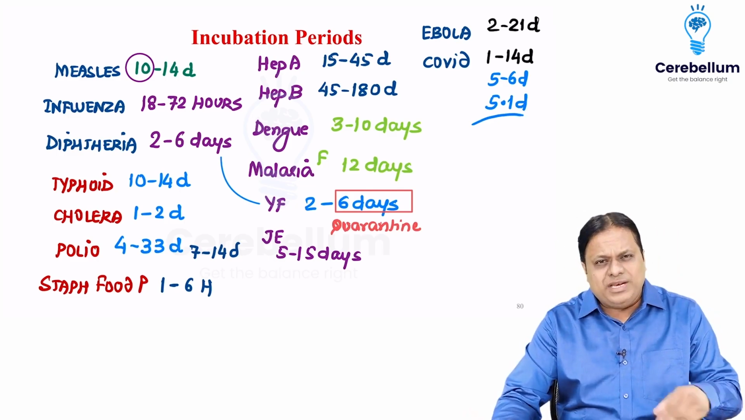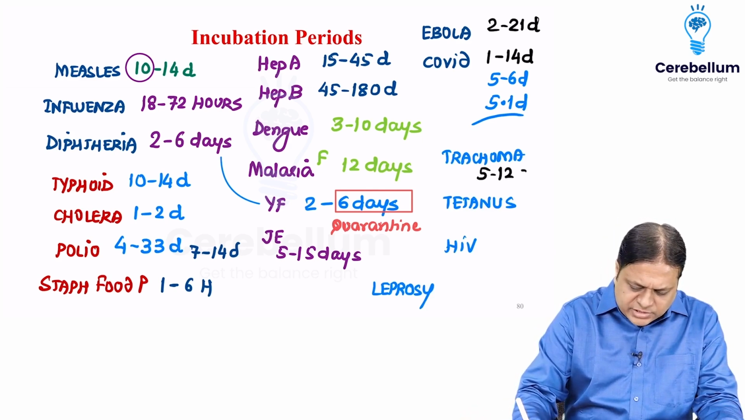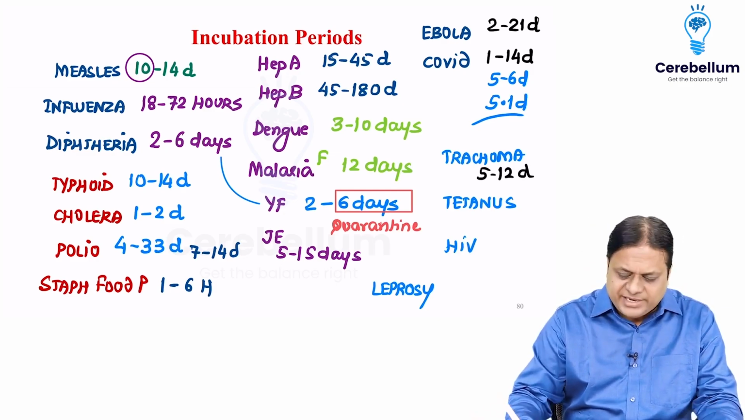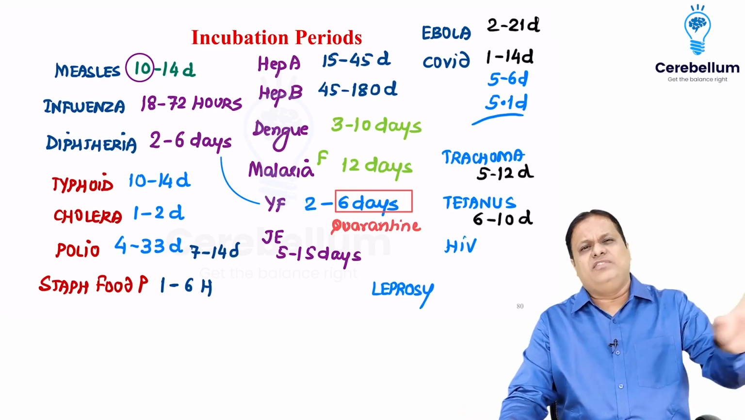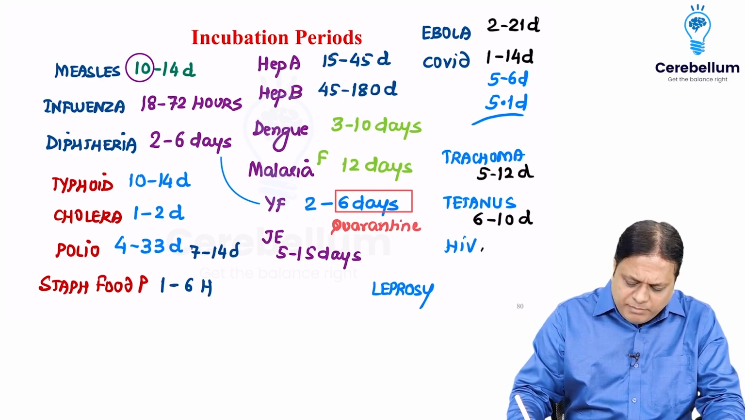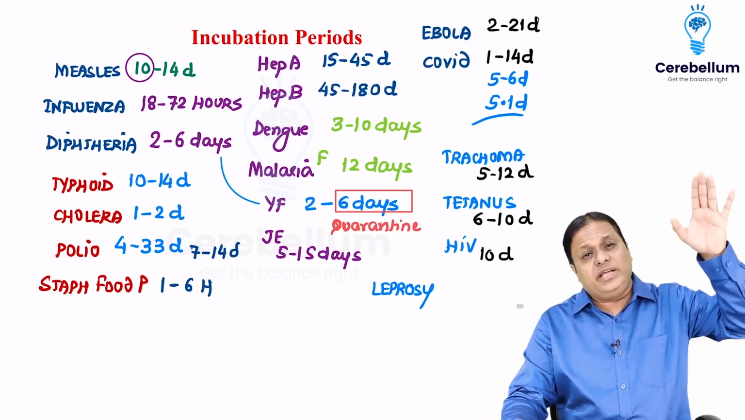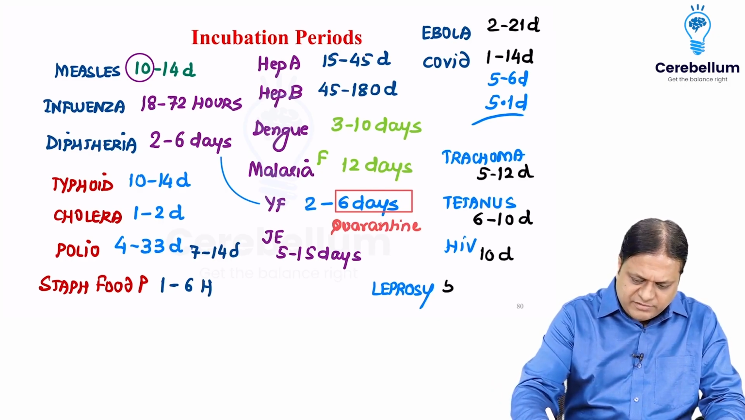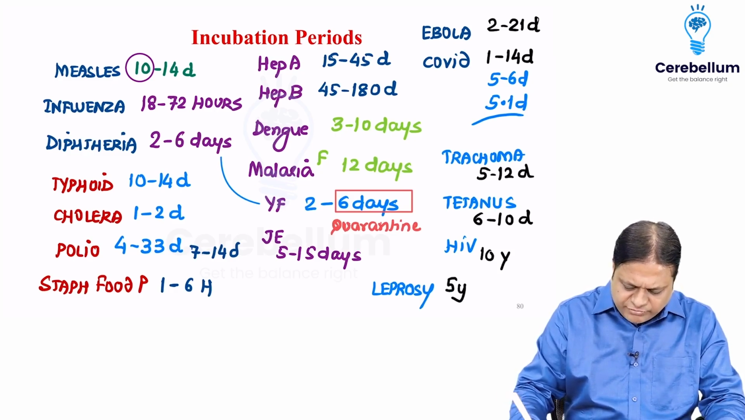Now let's look at some commonly asked diseases beyond these. Trachoma, 5 to 12 days, a disease of low infectivity. Tetanus, also known as the 8th day disease because the incubation period is 8 days, 6 to 10 days. HIV is very variable, months to years and decades, but on a median basis in India it is 10 years. Leprosy again 2 months to 30 years, but the median incubation period, like HIV's 10 years, for leprosy is 5 years.